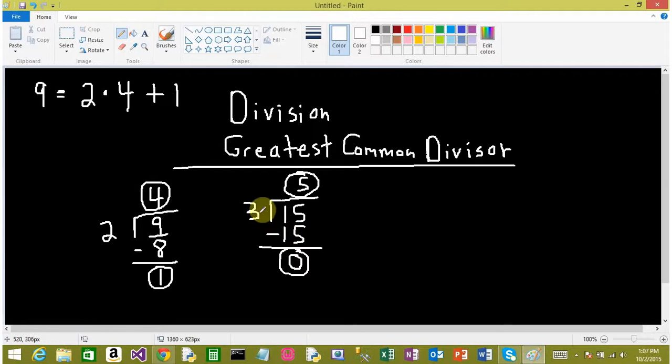And then for the other division that we did, 3 into 15, we can say the dividend 15 is equal to the divisor 3 times the quotient 5, plus the remainder, which is 0, but we don't really need to add that because 0 has no value, so it's just 15 equals 3 times 5.